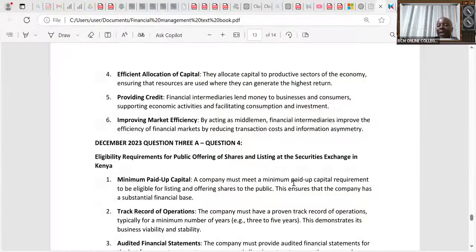Corporate governance. You must be a company that is directed and controlled very well. So you have a board, etc. Minimum paid up capital: a company must meet a minimum paid up capital requirement to be eligible for listing and offering shares to the public. Track record of operations: the company must have a proven track record of operations, typically for a minimum number of years, e.g. 3 to 5 years. In Kenya, it's 5 years. This demonstrates its business viability and stability.